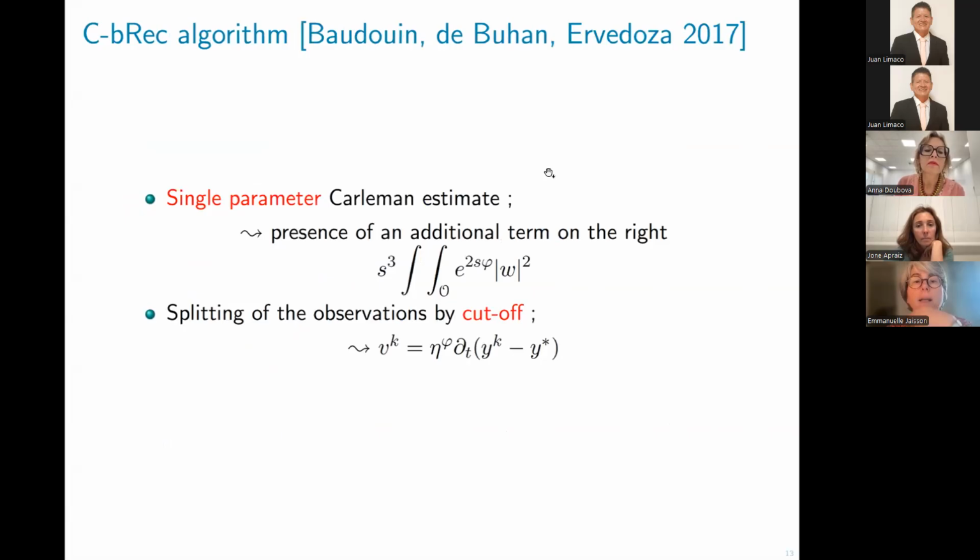So in 2017, they improved their algorithm, and to do that, they used a single parameter Kalman estimate. So of course, if you use a single parameter Kalman estimate, you will have a price to pay, and the price is that you will have a new term on the right-hand side of your Kalman estimate. And this new term is, for them, like that. So you will have a new observation term, and you cannot get rid of it. It's a problem because you don't want to observe this term. Okay, you don't want to measure this term. So to split this observation term, they use a cutoff function, eta, and the idea is that eta vanishes on this observation set. Okay.